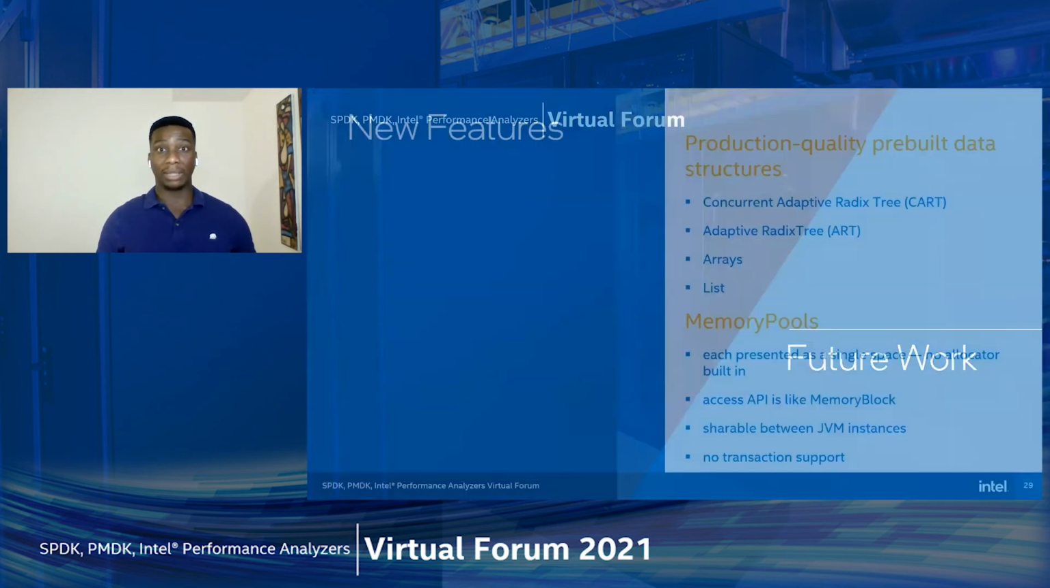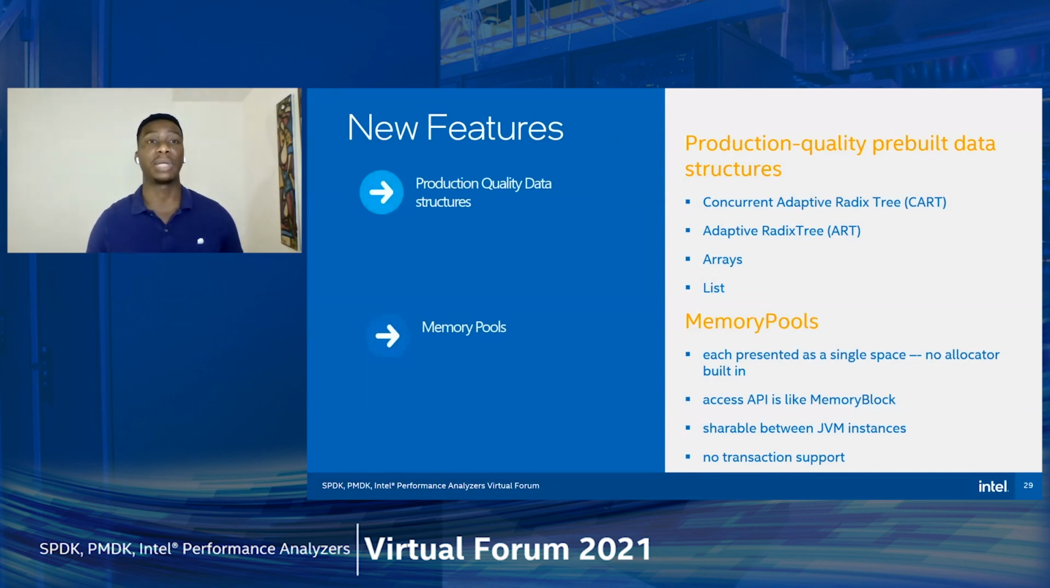So now I'm going to talk about some of the new features that are coming to LLPL. The first is production quality pre-built data structures. As you can see from the list, we have a concurrent adaptive radix tree, and adaptive radix tree arrays and lists. The idea here is that all of these data structures have been performance tested and they're optimized for persistent memory. All of the tips and tricks that I was just talking about are in there to make sure that they're as performant as possible and useful for production quality applications. It's nice because they're just ready to go.